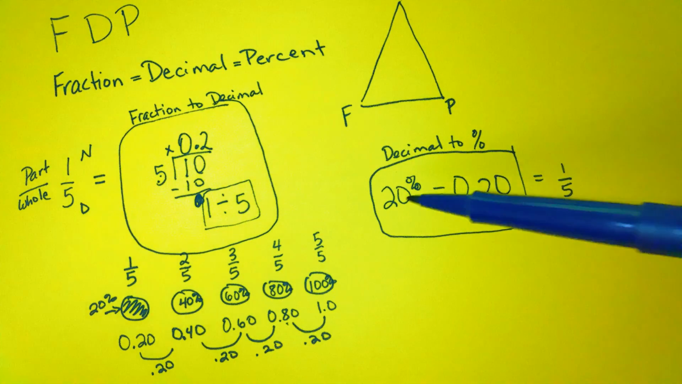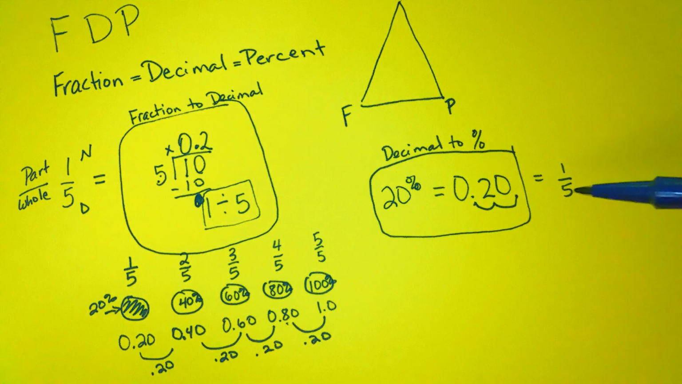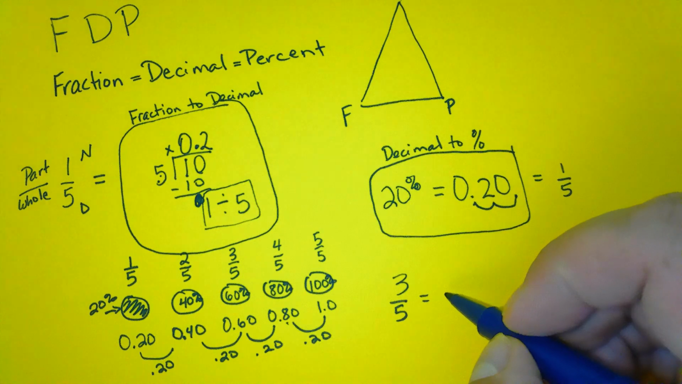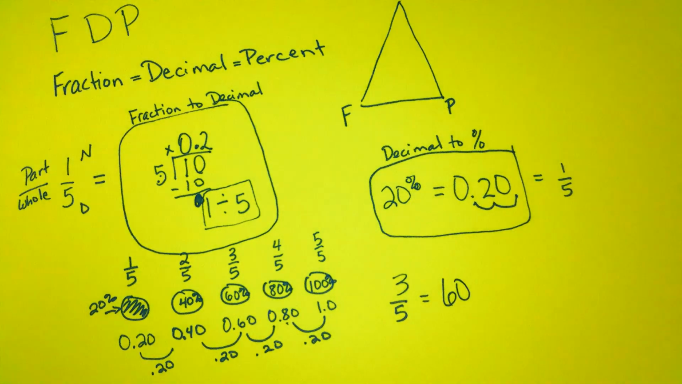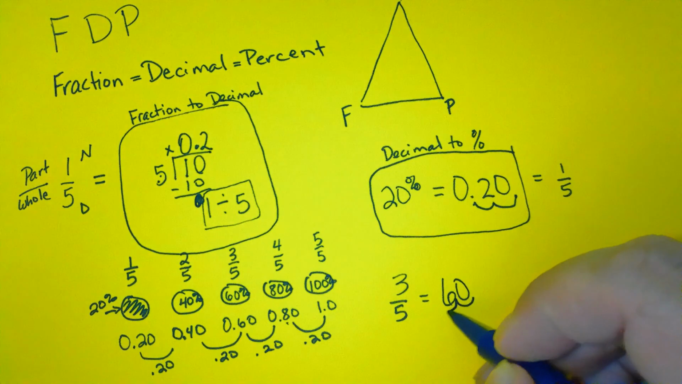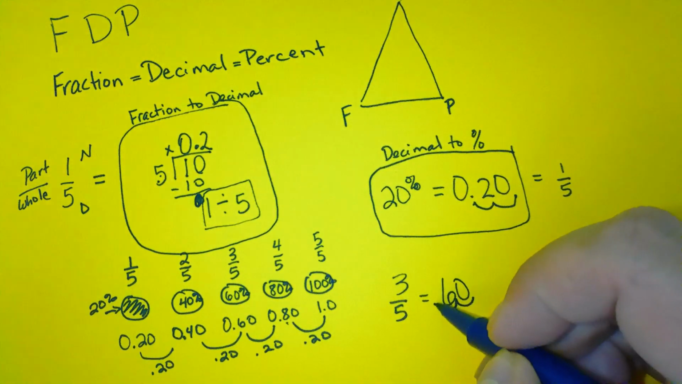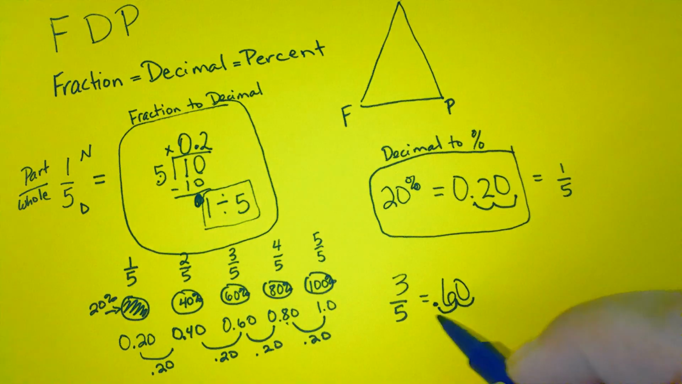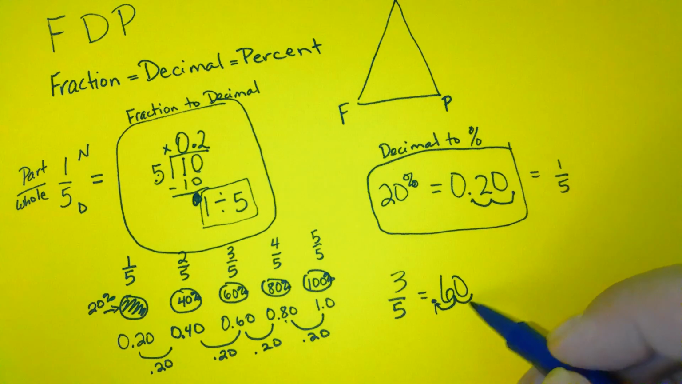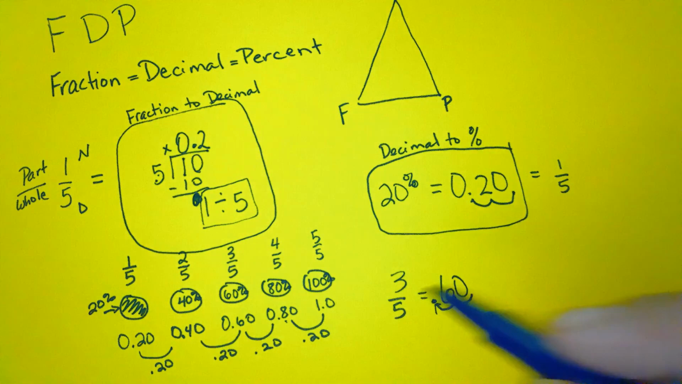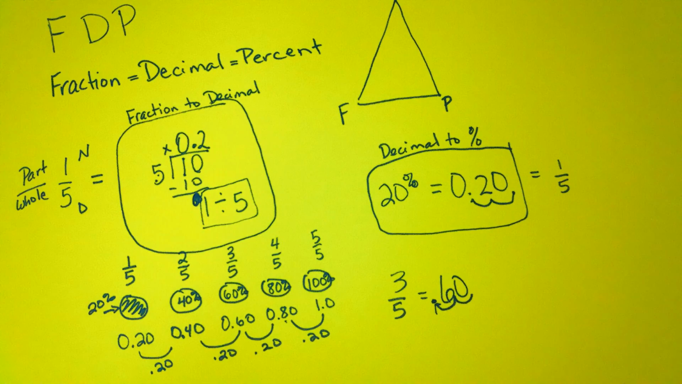So could we go from percent to fraction? Yes, we can. Because what percent is each one? If you know that 3/5 is equal to 60, then you can take it, go back, and put your decimal. You can go back the other direction. If you're going from percent to fraction, you can move your decimal back the other direction.